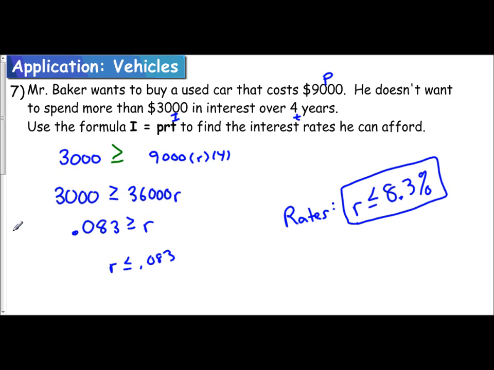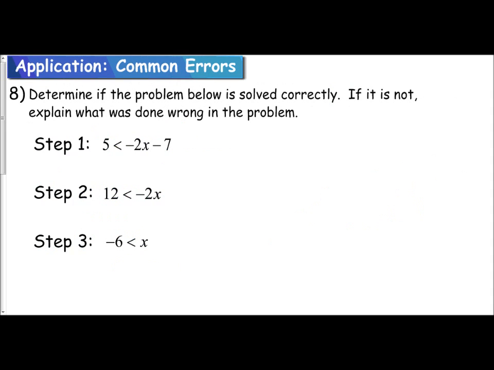So let's examine the next application problem. Now this application problem deals with students being able to find their own errors. So I have below 3 steps in solving an inequality. 5 is less than negative 2x minus 7. Determine if this problem is correct. If it is not, explain what is wrong.